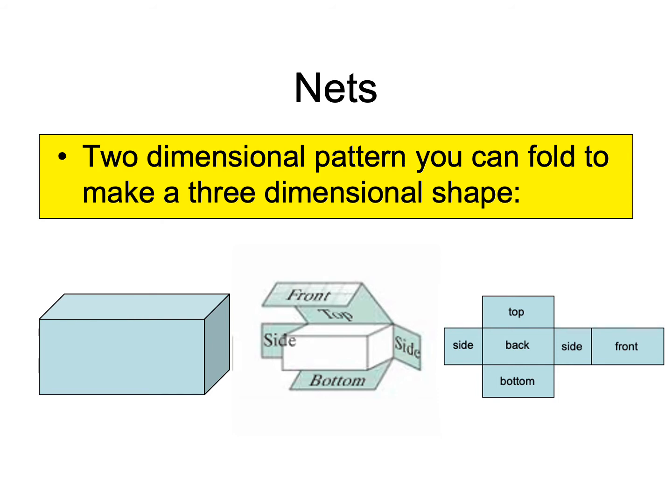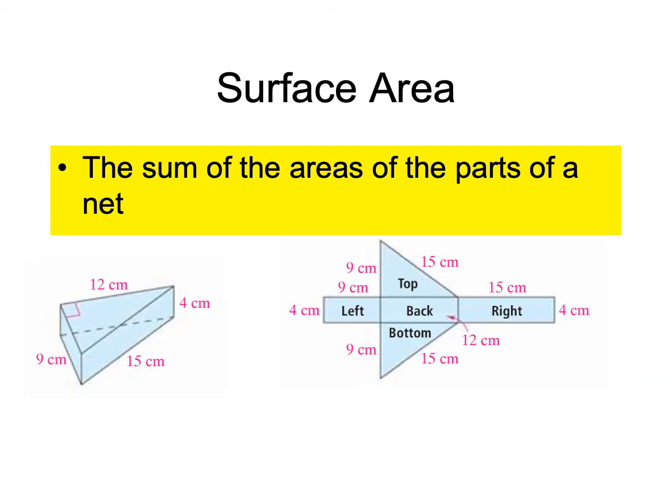For a rectangular prism, you'll have 6 parts to it. If you fold those 6 parts, you get back to the original 3D shape. So the formula comes from the fact that there are 6 rectangles. For a triangular prism, there's 5 parts to it, 2 triangles and 3 rectangles. But for both the rectangular and triangular prism, the idea of surface area is you add up the areas of the individual parts of the net, and that is what we call the surface area.